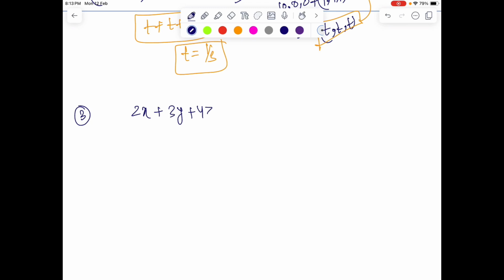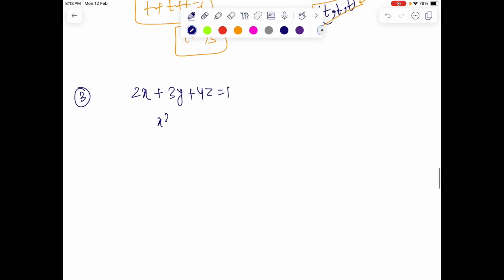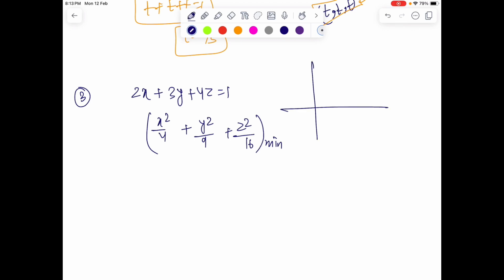Let's move to the third question. And here we have 2x plus 3y plus 4z equals 1. Now we need to find x square by 4 plus y square by 9 plus z square by 16.